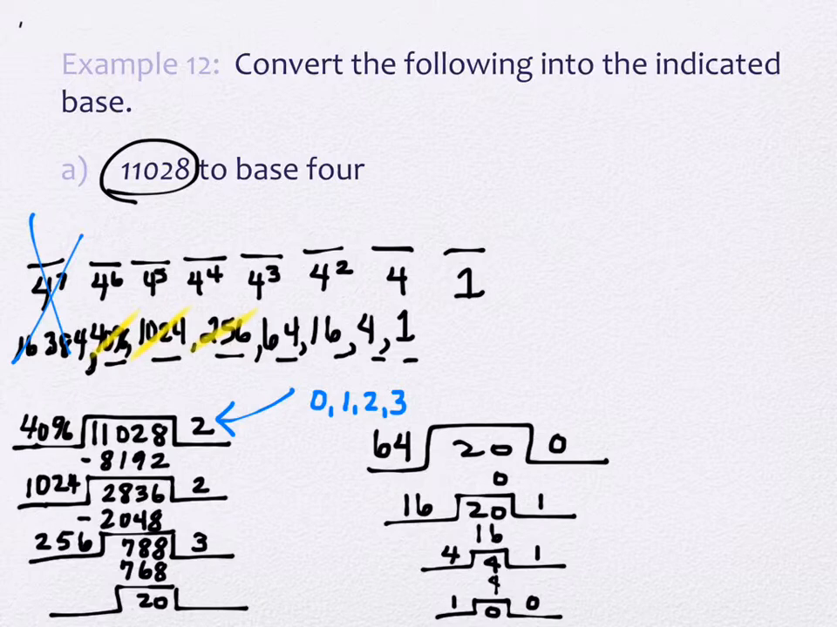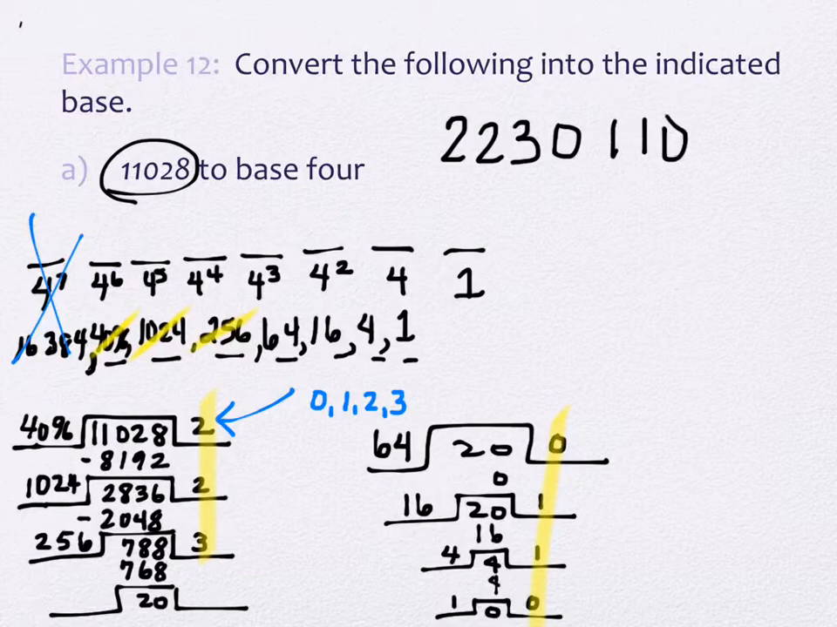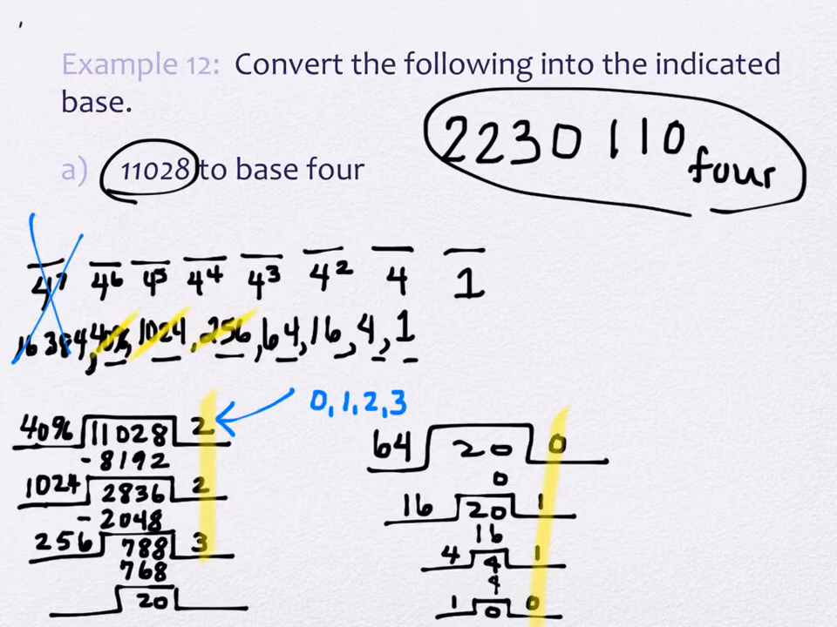So here's the cool thing about the division scaffolding with base values. This right here is the answer in order from left to right. My answer in base 4 is that this number is 2230110 base 4. And we do need that subscript of 4 next to it.